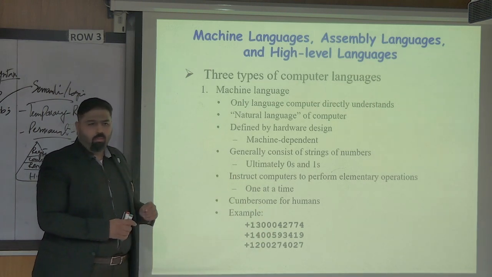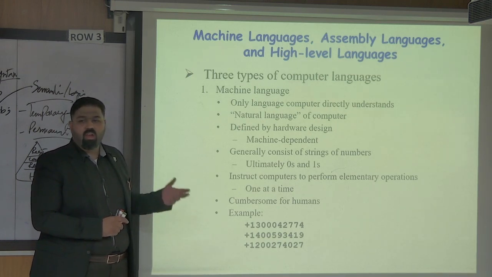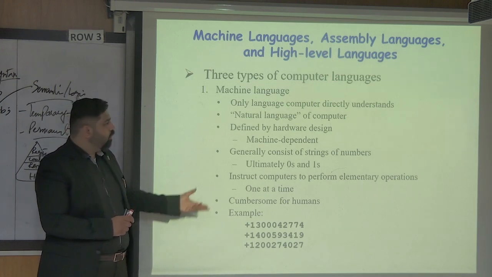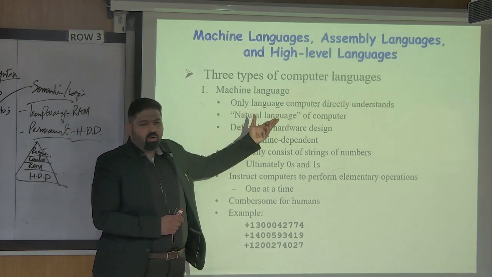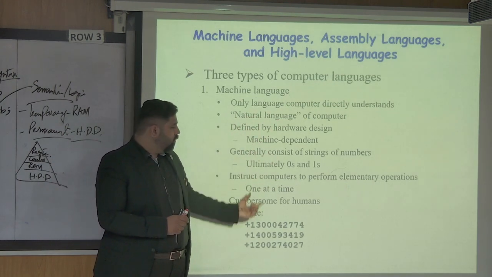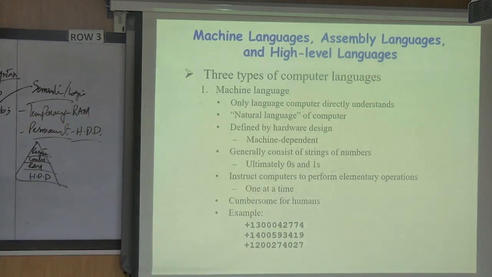Yes, sir. Because it is machine dependent. That's why it's called machine language of computer. Natural language of computer. It's the inherent language of computer. Only language computer can directly understand. Natural language, machine dependent, ultimately to ones and zeros. We cannot make sense out of it. Let's do something better. So such type of language is called machine language.